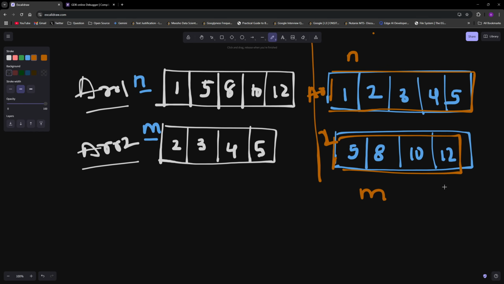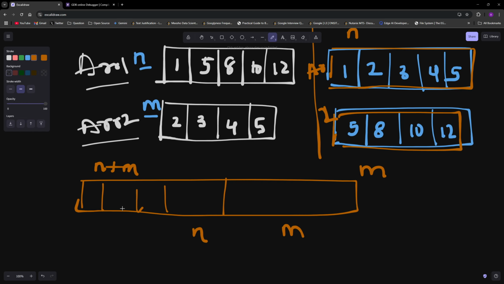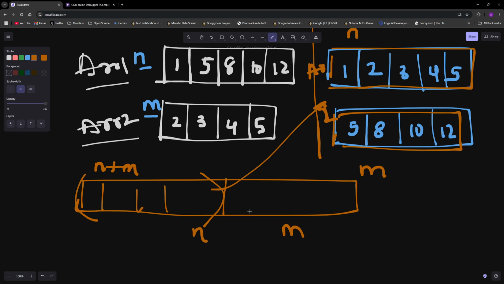Now, for those folks who have not understood the question, let's take a new array of n plus m elements. Let's say you start filling the elements over here. You fill all the array 1 elements first, and then you fill the remaining m elements of array 2. Now, if you sorted it out, this would come in a sorted fashion, obviously. So now what you need to do is take the starting n elements and put them in array 1, and take the remaining m elements and put them in array 2. That's what you're being told.